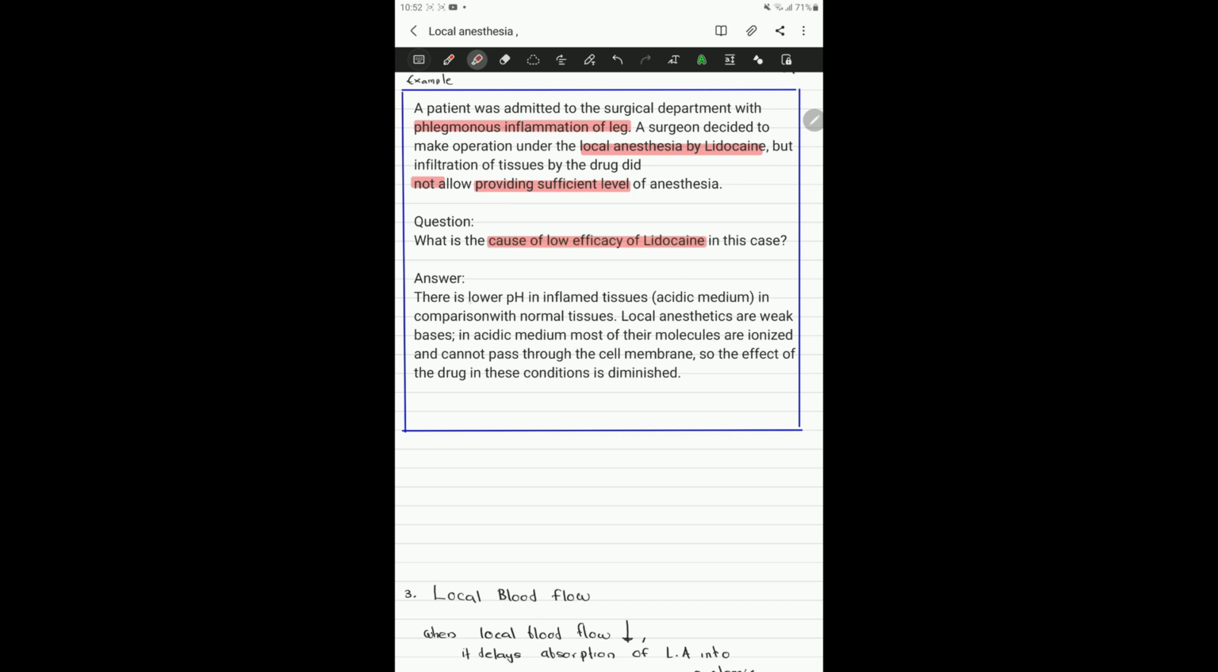So, here we see there is lower pH in inflamed tissues, that is acidic medium, in comparison with normal tissues. As local anesthetics are weak bases, in acidic medium most of the molecules are ionized. They are dissociated and they cannot pass through the cell membrane. So the effect of the drug in these conditions is diminished.